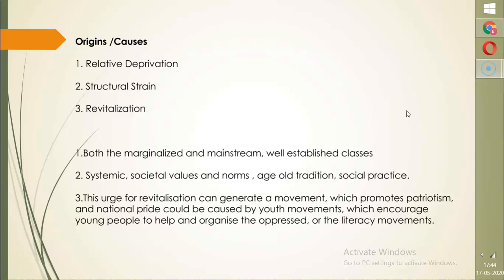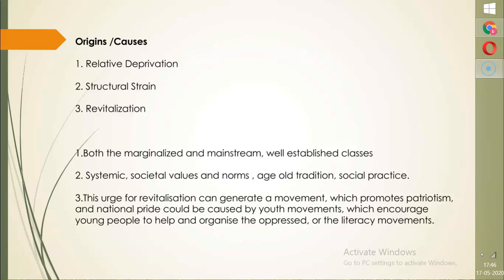It is basically systemic. It is related to the age-old practice of a society. It is related to the cultural context of a society. So structural strain is there in the culture of a society. It resides in the system of a society. So an age-old institution or an age-old practice or an old society or the conservatives, they may support the structural strain of the society. So it is in the system.